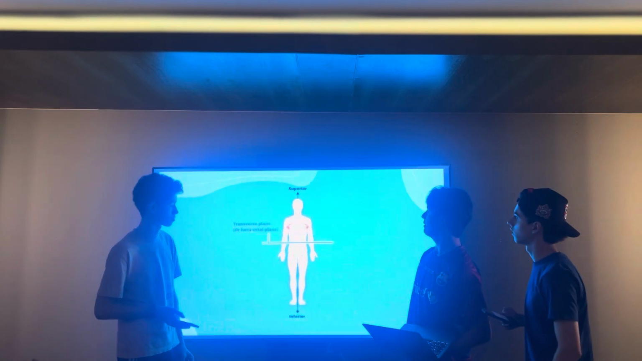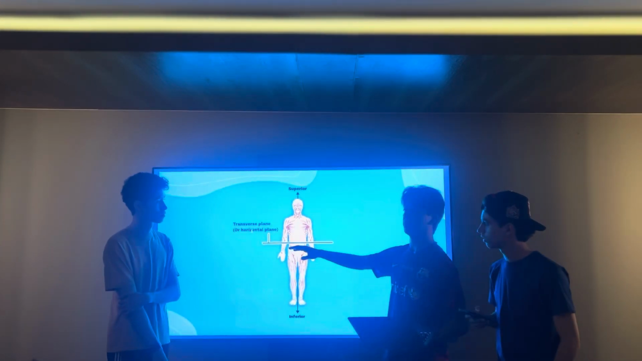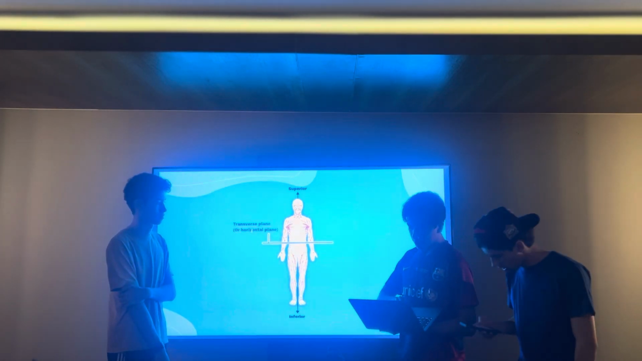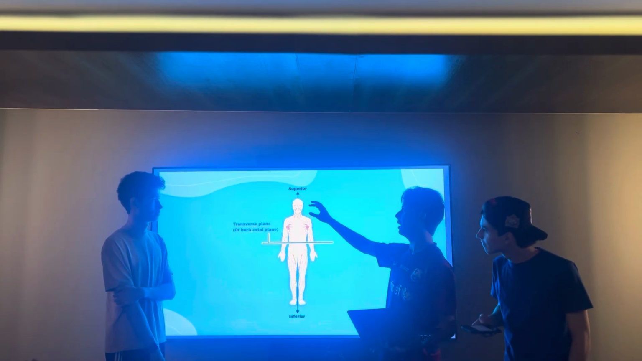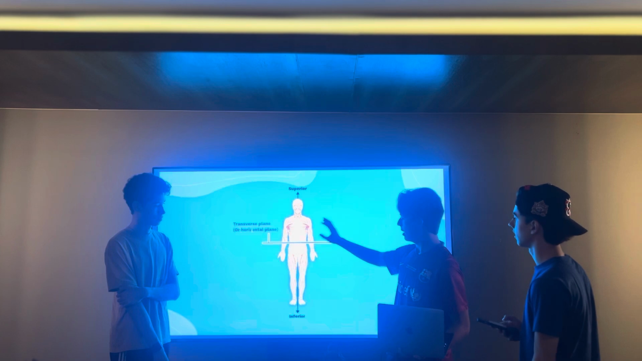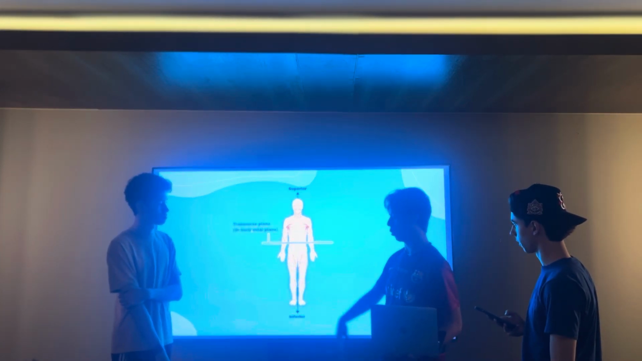And for last, we have the transverse plane, which divides the body into superior and inferior. In the superior, we can find body parts like the head, chest, and part of the abdomen. And in the inferior, it is basically only the hands and the whole legs.